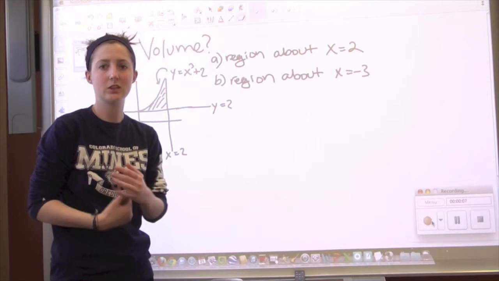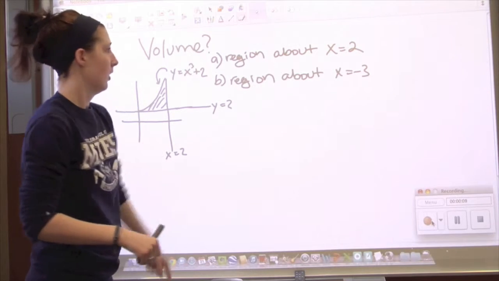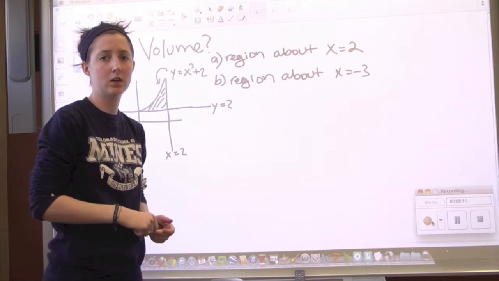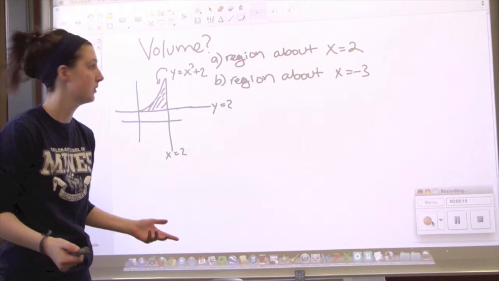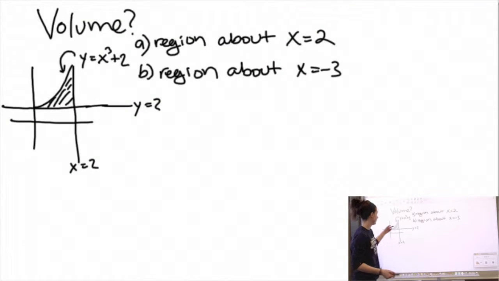Hey guys, my name is Chelsea, and today we're just going to be setting up two integrals for finding the volume of a solid. So this is our region right here. I drew it for us beforehand. Y equals x cubed plus 2 is the top one, x equals 2, and y equals 2. Now we're going to be using the shell method for both of these.